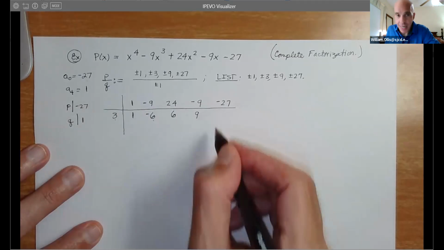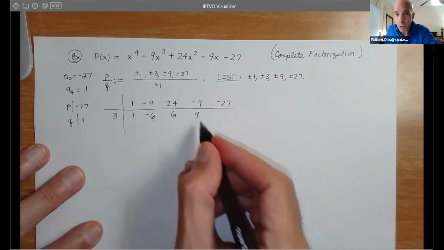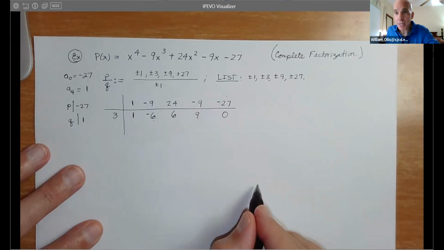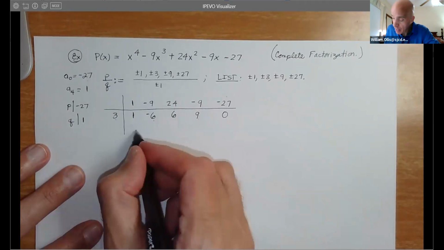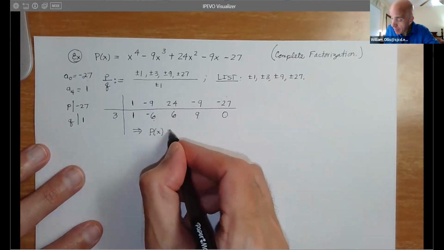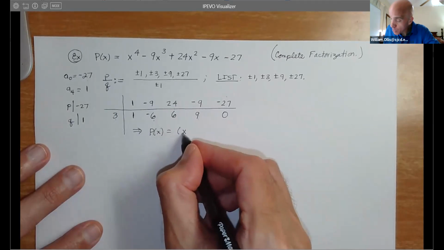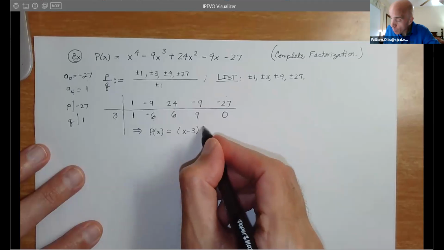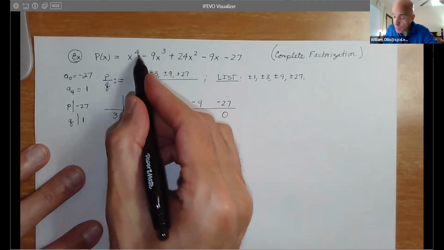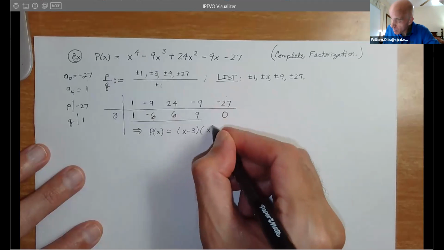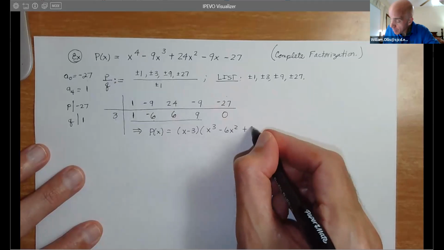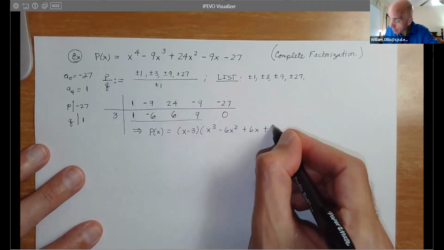And then you can see this is actually going to work. 3 times 9 is 27 plus the -27. So we actually do get a 0 in 3. So this implies, by the factor theorem, that P of X is X minus 3, and then we have our reduced polynomial of degree 3, 1 less than this: X cubed minus 6x squared plus 6x plus 9.